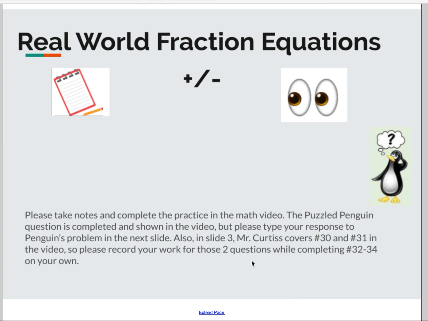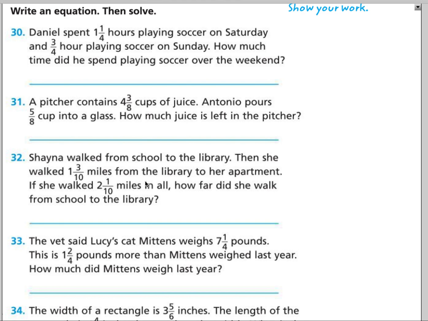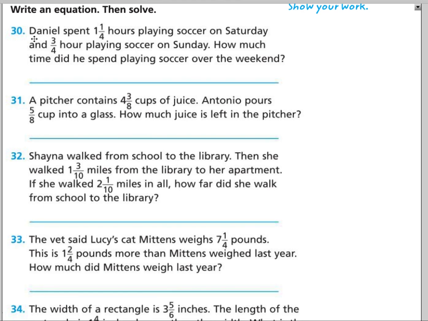So here's going to be slide one, and you'll click on the YouTube link right here. It's not there yet because I haven't finished this video. And then slide two, we're actually going to do a puzzle penguin together on the video. And so then when you go back to your slide on slide two, you can just type your response in here, okay? And then on slide three, we have some problems here, and we are going to cover number 30 and 31. You'll still have to type your answers in these boxes on the slide, but we're going to do numbers 30 and 31, and then you'll have to complete the last few on your own.